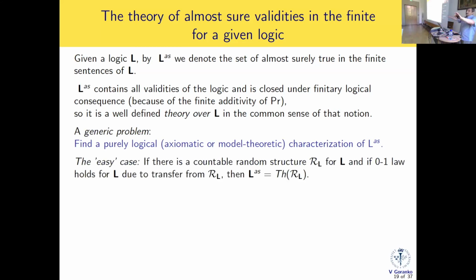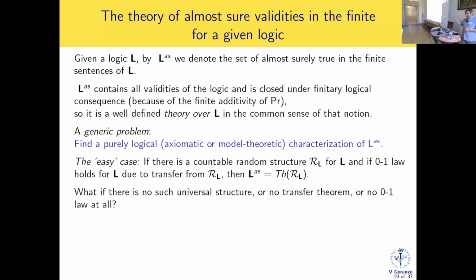Now, there is a dichotomy here. There are two possible cases. One is the easy case, namely when there is this countable random structure, there is a 0-1 law, there is a transfer theorem, and so then you have it all, like in first-order logic. But the other case is, what happens when there is no such a structure? Well, there is one, but there is no transfer theorem, or there is no 0-1 law at all.